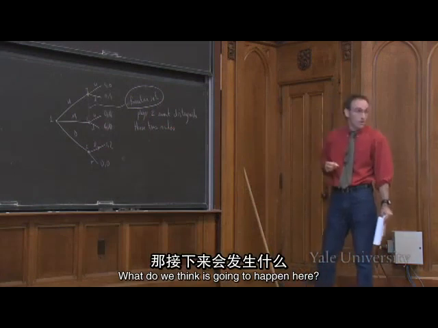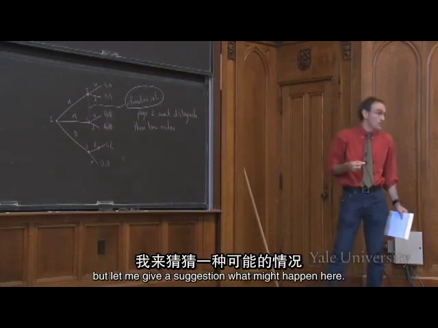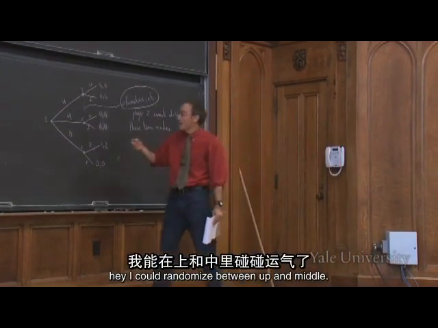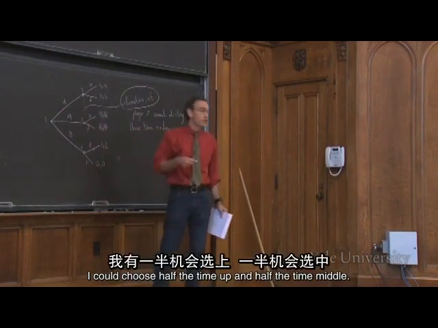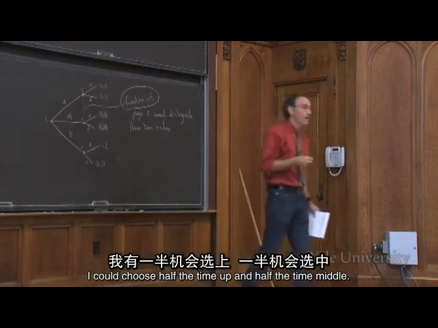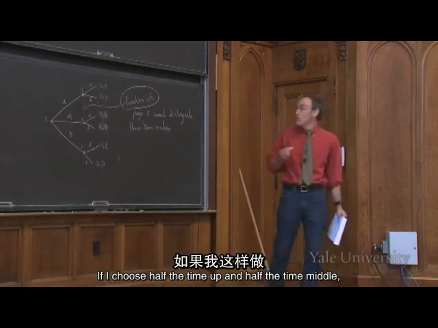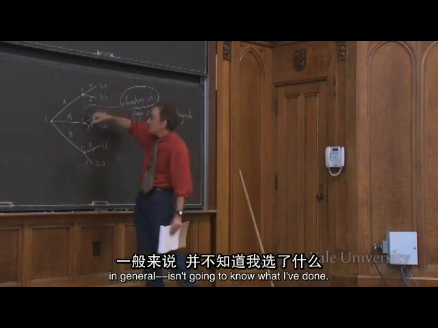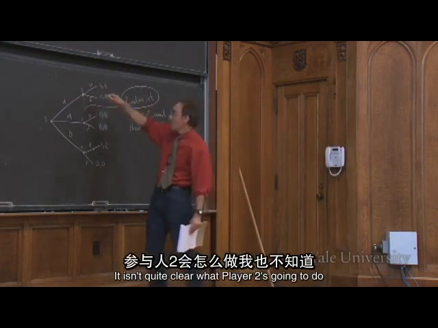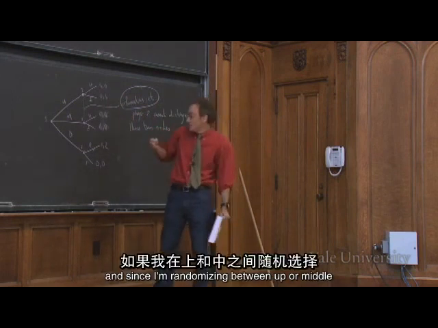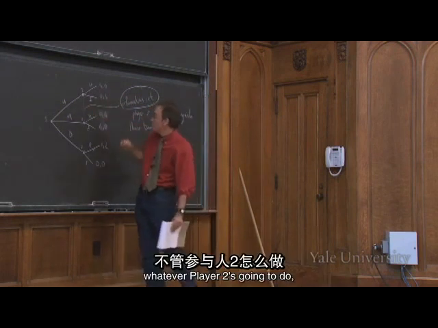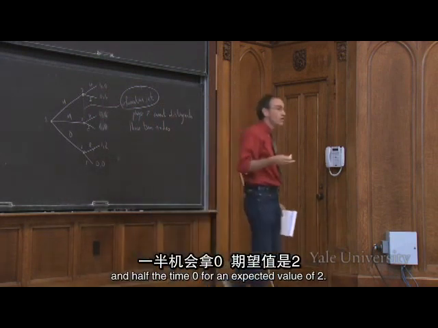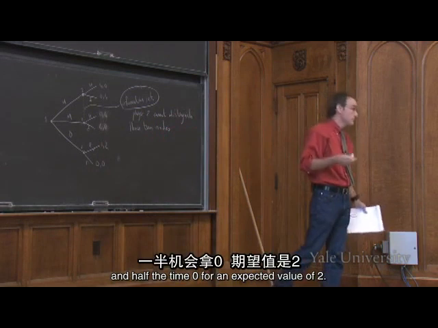What do we think is going to happen here? Well, we don't know, but let me give a suggestion what might happen. Player 1 might say, hey, I could randomize between up and middle. I could choose half the time up and half the time middle. If I do, player 2 isn't going to know, in general, what I've done. It isn't quite clear what player 2 is going to do. And since I'm randomizing between up or middle, whatever player 2 is going to do, I'm going to get half the time 4 and half the time 0 for an expected value of 2.